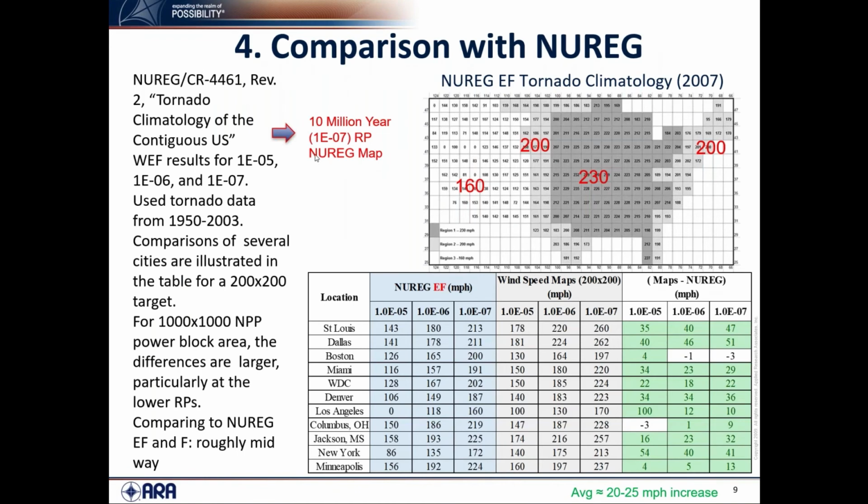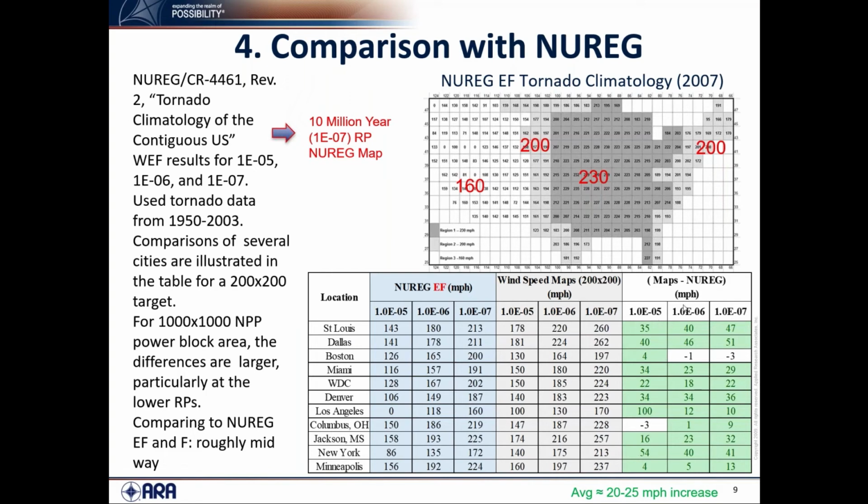And last slide here, just comparing, at least for what's done in the nuclear industry. The blue is for 3 different return periods, or these are annual exceedance frequencies, but this would be 100,000 year, 1 million year, and 10 million years. The blue is what's in the current guidance now for a series of cities. The wind speed maps are in gray. The differences are shown here in green.